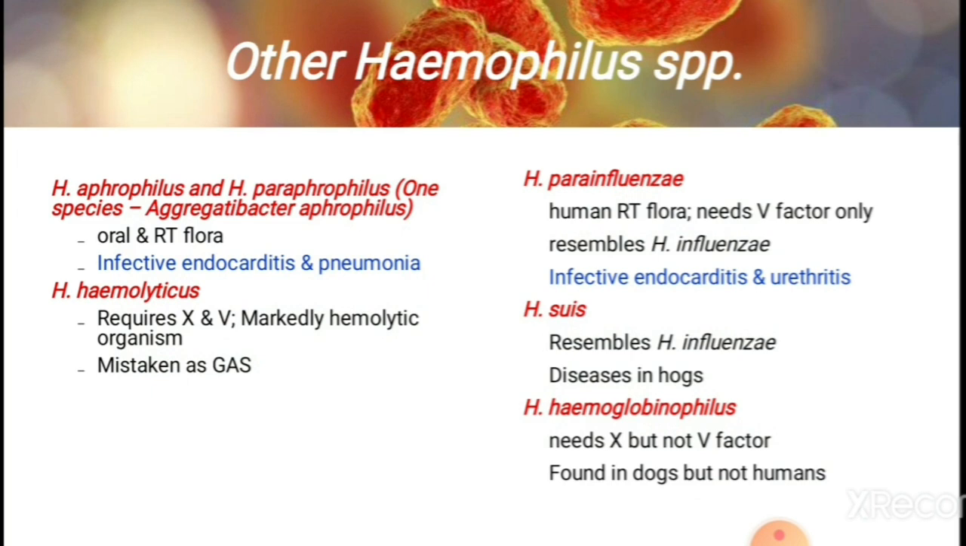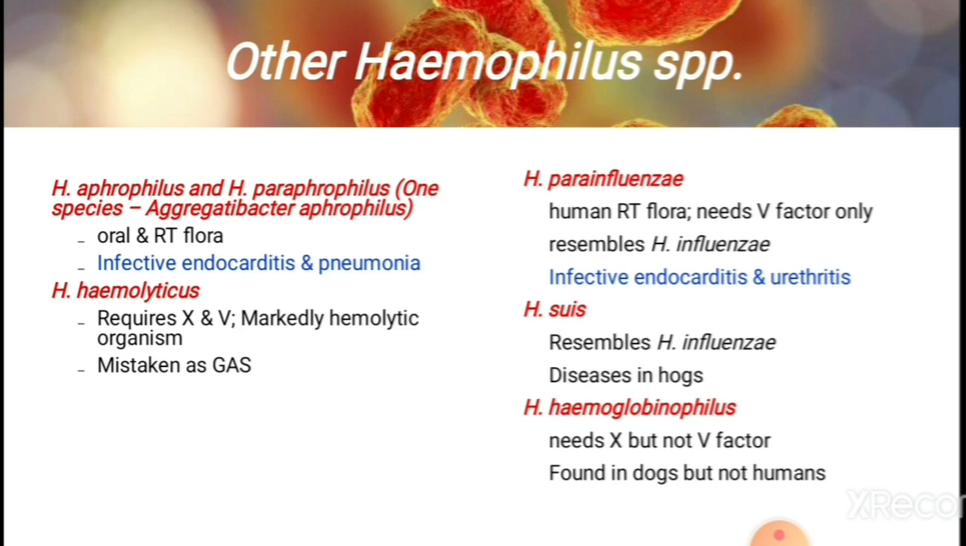So we also have our other Haemophilus species. Next we have our Haemophilus aphrophilus and our Haemophilus paraphrophilus. They are only one species, now called Aggregatibacter aphrophilus. They are oral and respiratory tract flora of our body. And if they cause infection, they can cause endocarditis and pneumonia. We also have our Haemophilus haemolyticus. They require X and V factor, and they are hemolytic organisms. So sometimes they are mistaken for group A streptococcus.